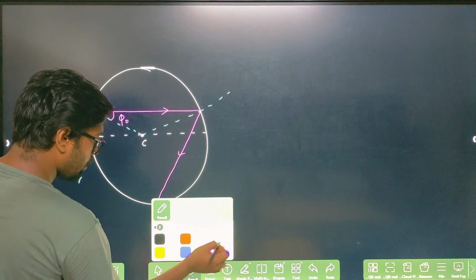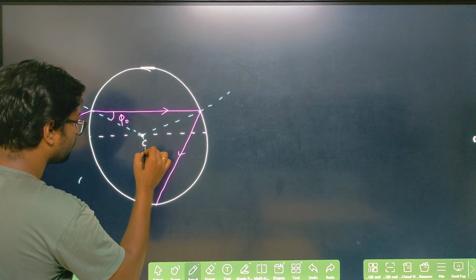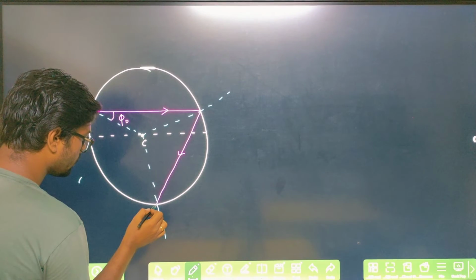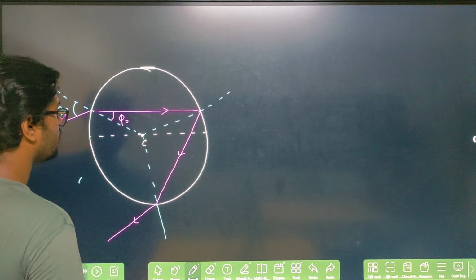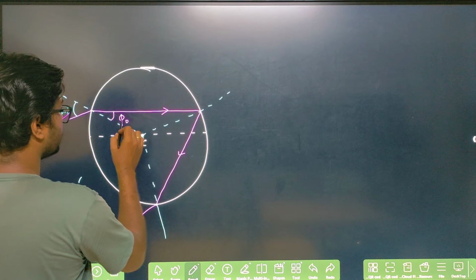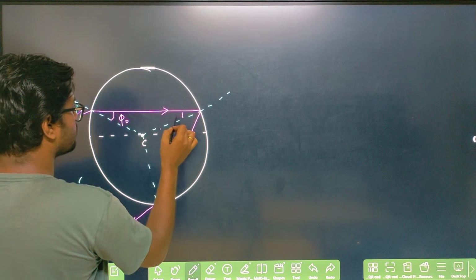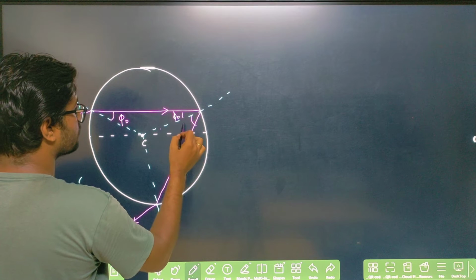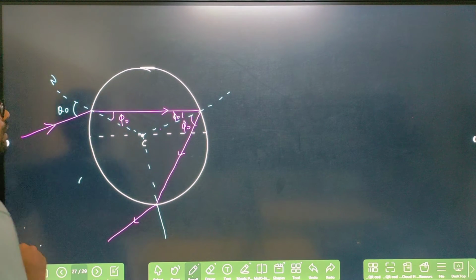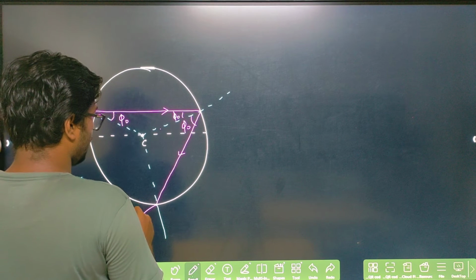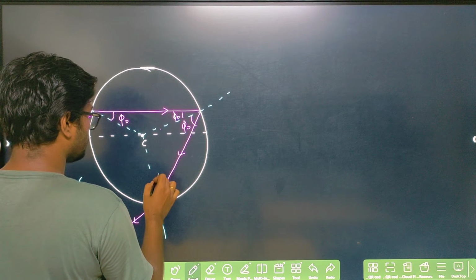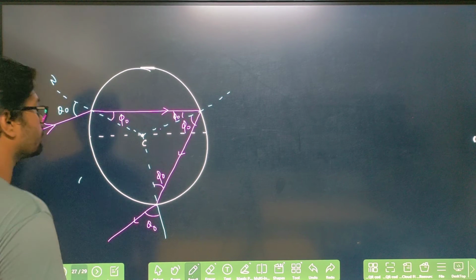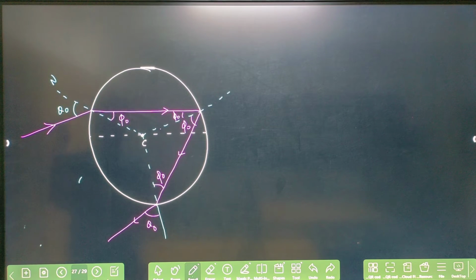Now again there will be a normal that passes through the center, and now the ray will move along this direction, slightly deviate and go like this, clear? So now write down the angle. This is phi naught, this is r, this is r, this also phi naught, clear? If this is phi naught, this has to be phi naught, and if this is phi naught, this also has to be phi naught, and this is your theta naught, clear? This thing you got.